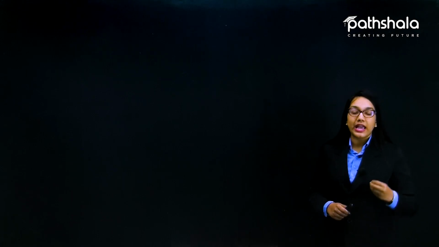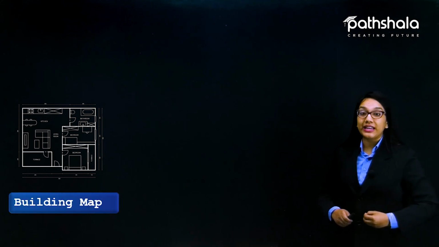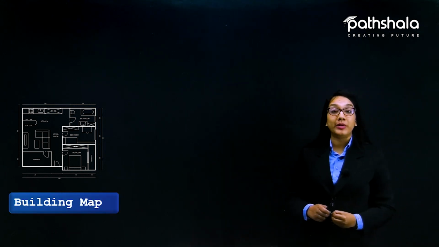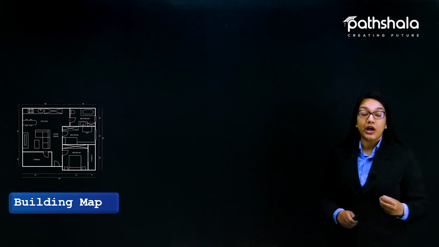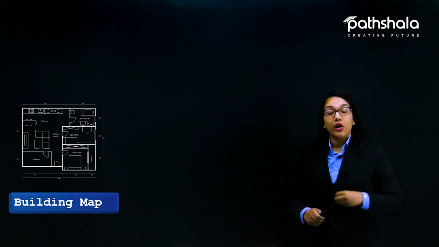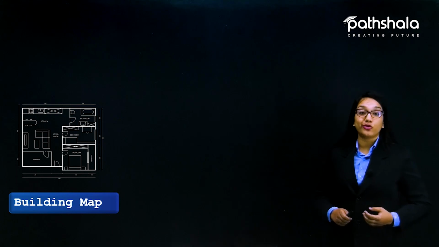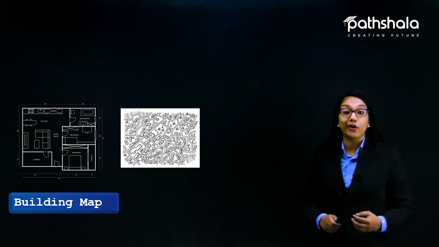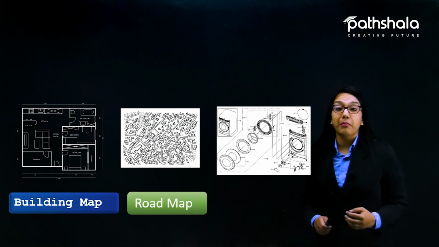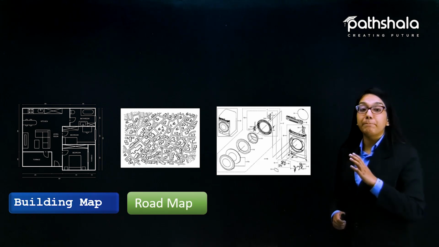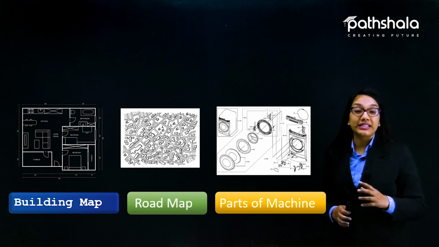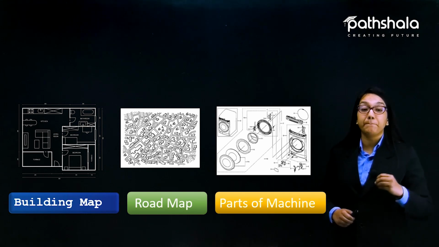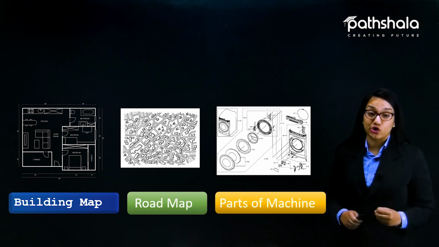For instance, if I have to draw a map of a building, I definitely need accurate measurements or an accurate diagram. Furthermore, if I'm talking about drawing the map of a road, or designing the parts of machines, all of these things definitely require some basic geometrical instruments.